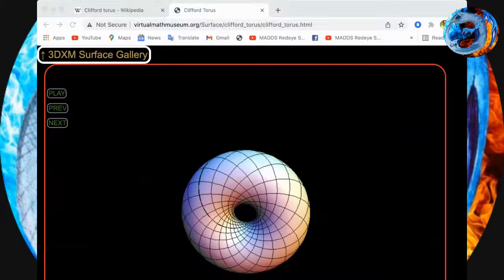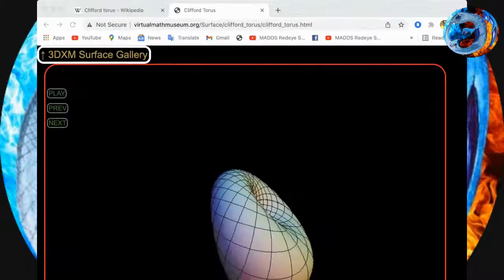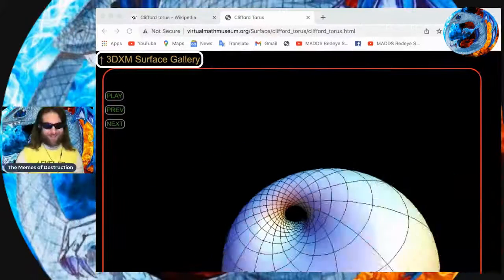A Clifford Torus goes around the outside, around the outside, around the outside.